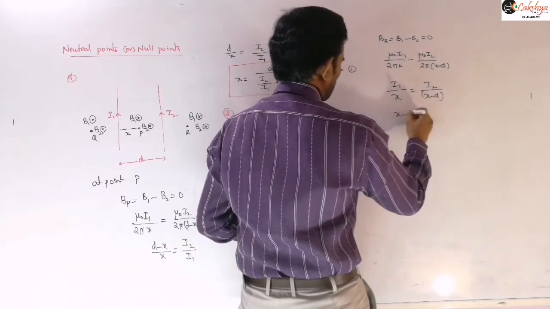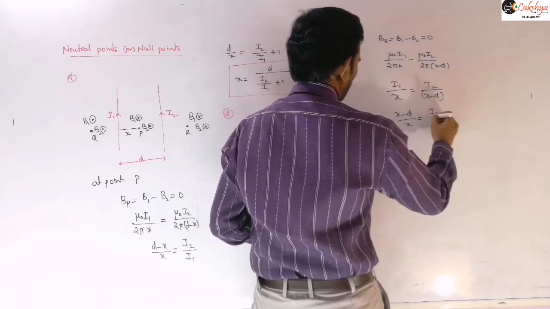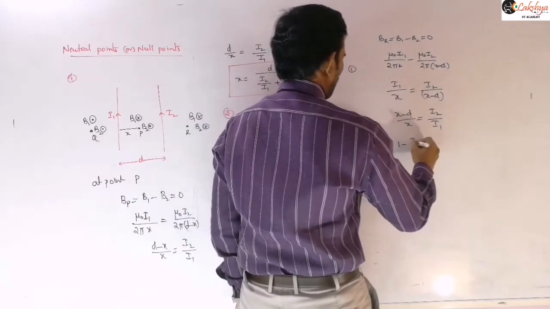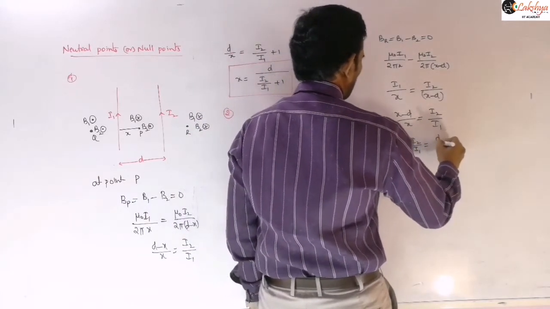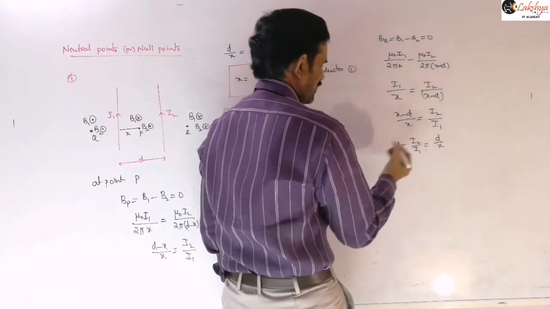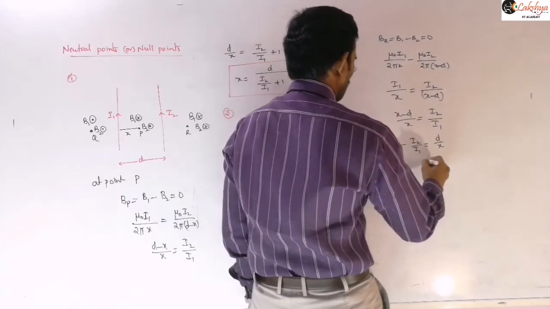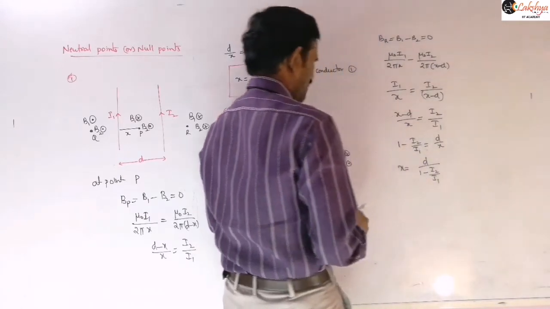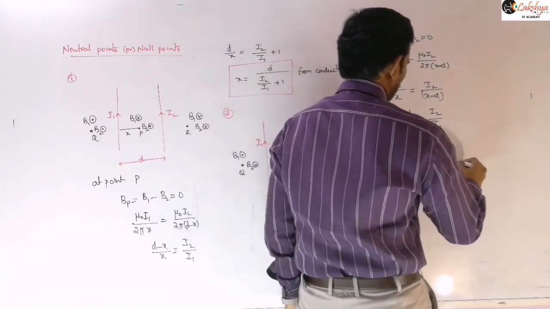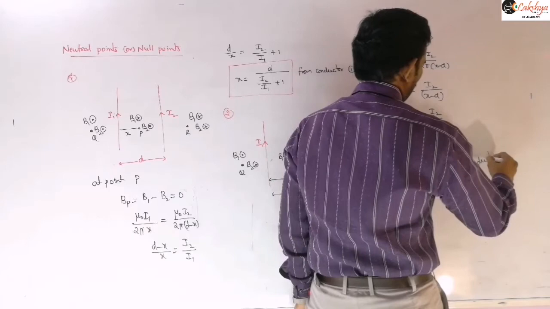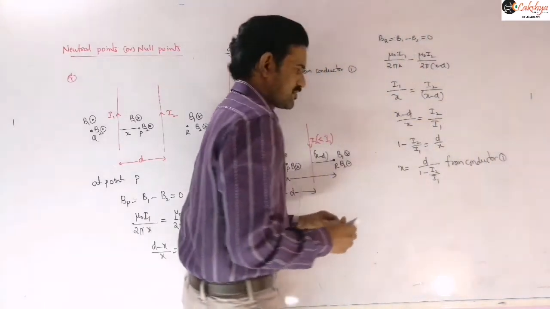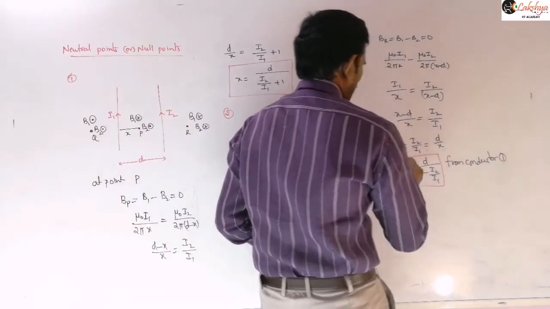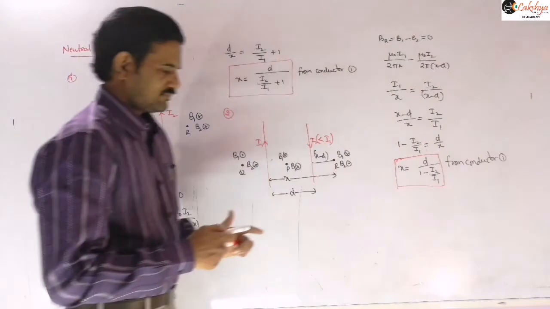Therefore, x minus d by x is equal to I2 by I1, or we can write 1 minus I2 by I1 is equal to d by x. If we simplify that, x is equal to d by 1 minus I2 by I1, right? That is the distance from conductor 1, meaning the conductor carrying current I1.